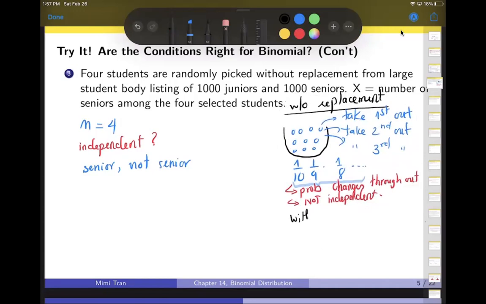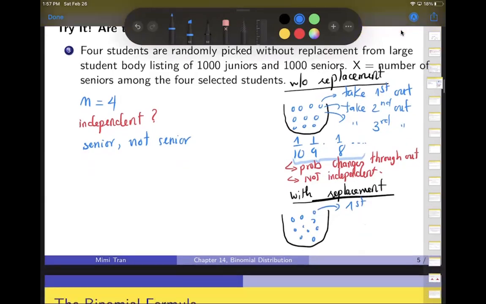So now with replacement, same thing, you have a bag of marbles, 10 of them in there. 1, 2, 3, 4, 5, 6, 7, 8, 9, 10, right? Take the first one out, so 1/10. But because you do it with replacement, you put it back in and then you take the second one out. Because you put it back in, there's still 10 marbles in the bag, right?